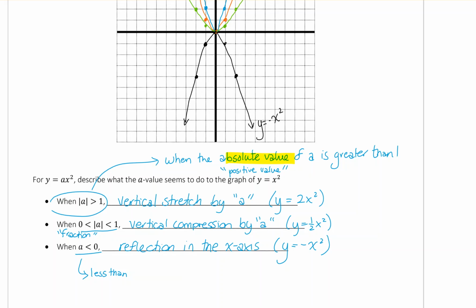Okay? Now that you have A, you have all 3 of the transformations that you're going to have to worry about. You have the stretch, compression, and reflection, all corresponding to A, and then you have the translation left-right, which is the H value, and the translation up-down, which is the K value. Take some time to review that, or when you're ready, move on to the next part.